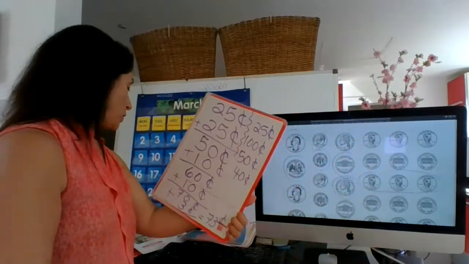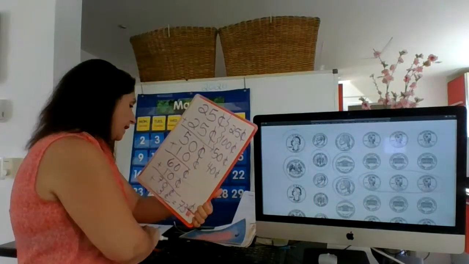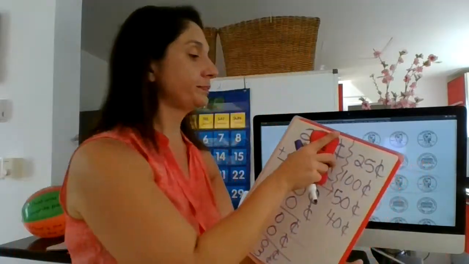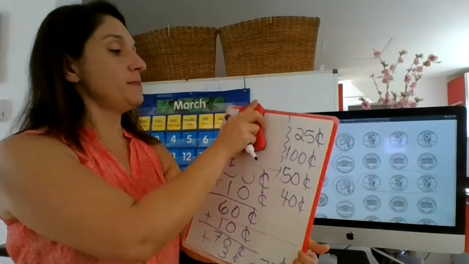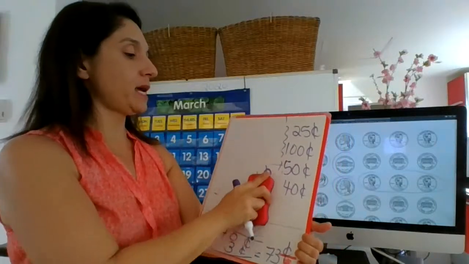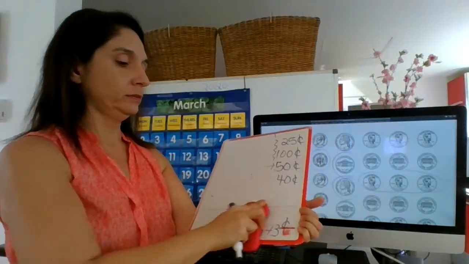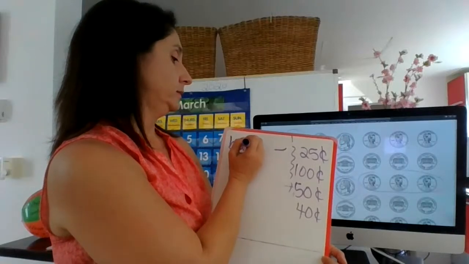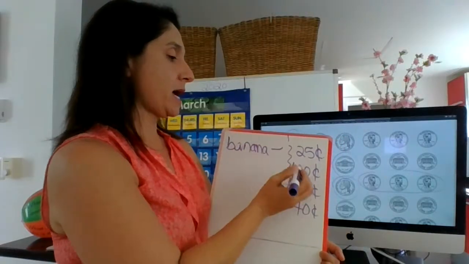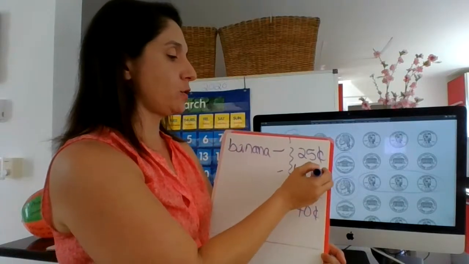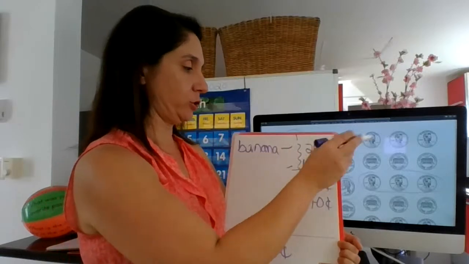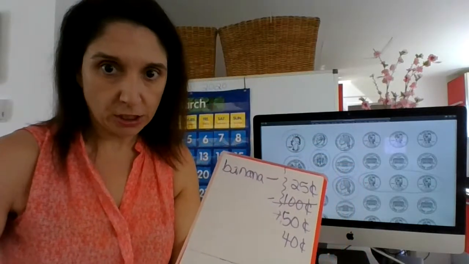Okay, so the banana, I keep on losing my eraser. I think I'm losing my head. There it is. All right, so remember, the banana was 25 cents. So let me put here a banana. And the sandwich was 100 cents, but I know I only have 73 cents, right? So I can't even get the sandwich. I can't even have a sandwich for lunch today.